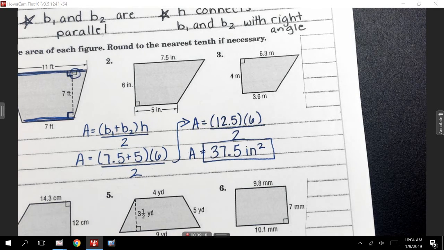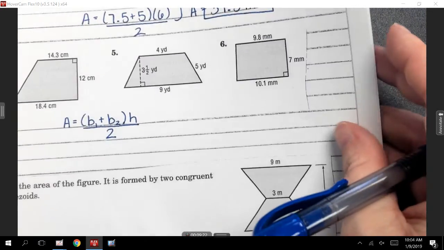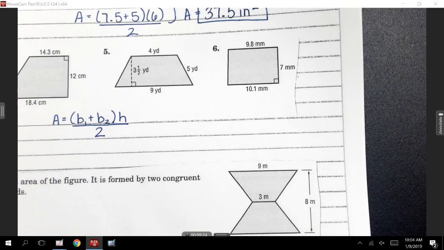We're skipping all the way down to number 5. Sorry, I'm skipping all the way down to number 5. And there's where I wrote my formula just now.